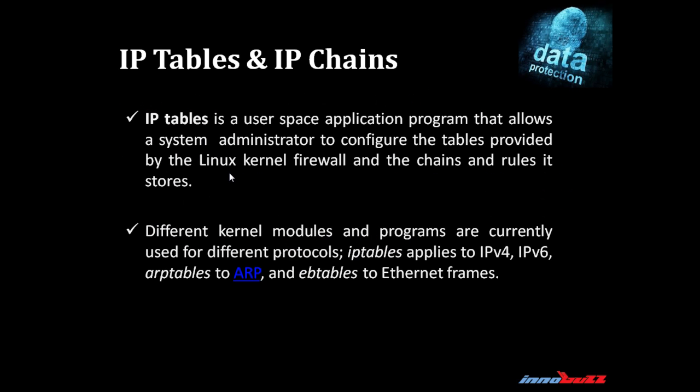Now looking into the terms iptables and ipchains. iptables is a user space application program that allows a system administrator to configure the tables provided by the Linux kernel firewall and the chains and rules it stores. Different kernel modules and programs are currently used for different protocols. iptables applies to IPv4 and IPv6, ARP tables to ARP, and EB tables to Ethernet frames.